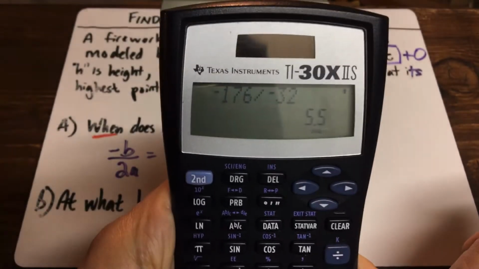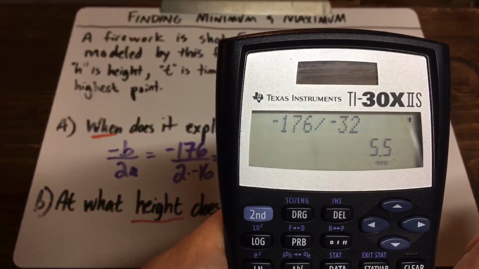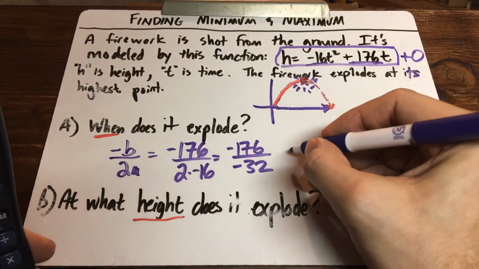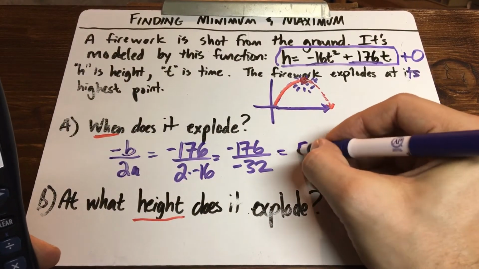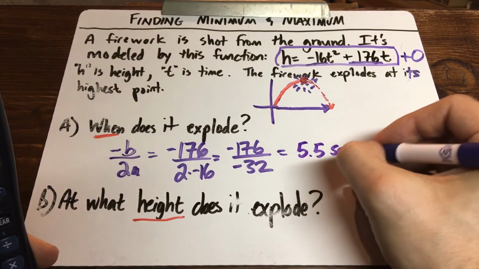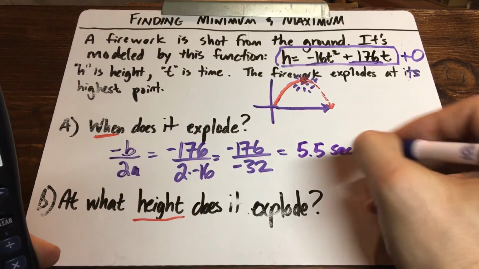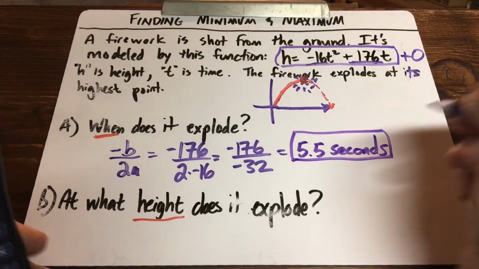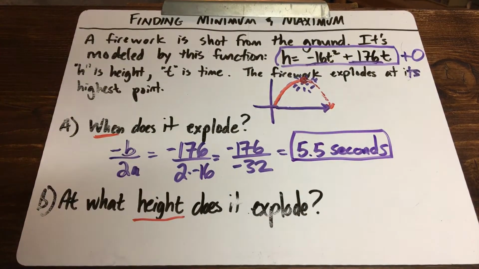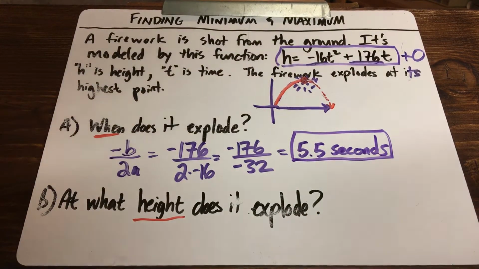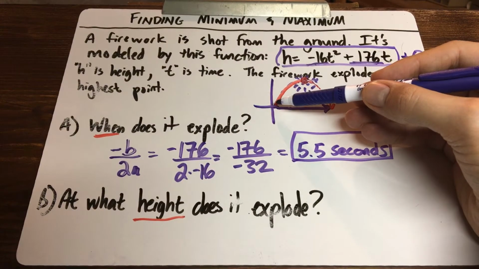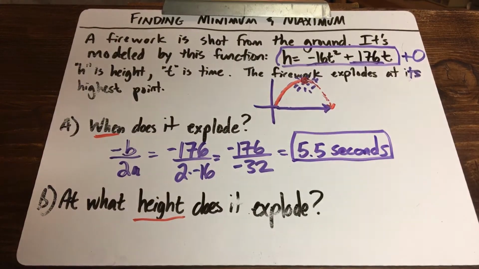Yeah, there we go. Answer 5.5. Okay, so it explodes in 5.5 seconds. Right? So after the fire department or whoever's shooting the fireworks off lights the fuse and the fuse ignites, it takes 5.5 seconds for the firework to travel up in the air, and then it explodes.